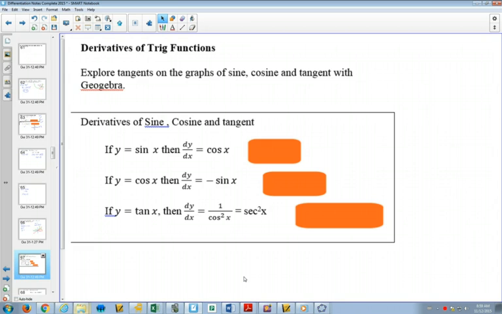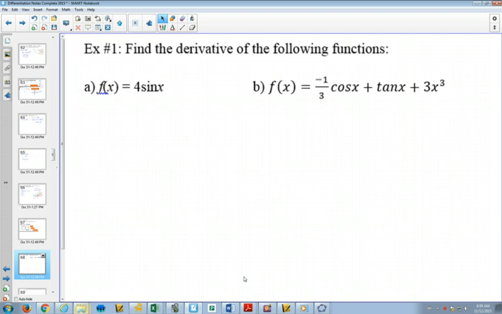So try those 3 examples underneath, and example 2 with the equation of the tangent. Here they are, the first 2. How did you do?